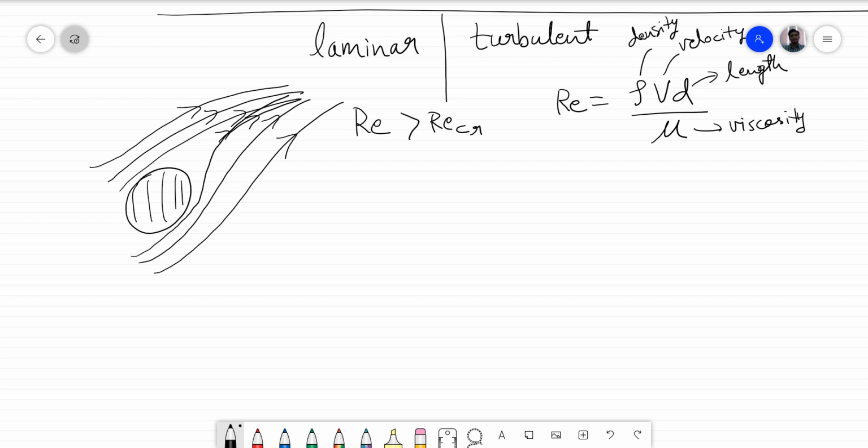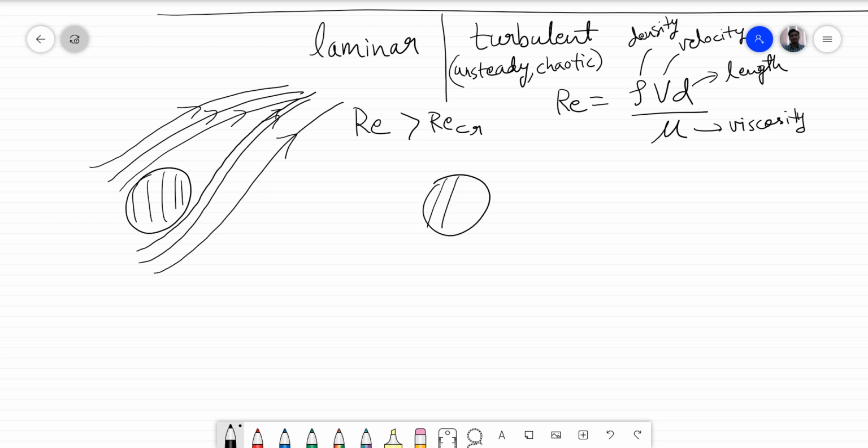So it will look like that. A turbulent flow looks very unsteady. It is unsteady. A turbulent flow is not steady. It looks chaotic. Okay.